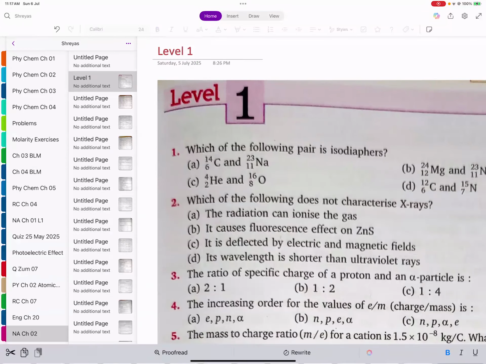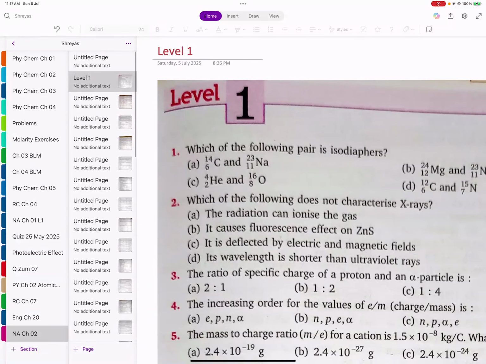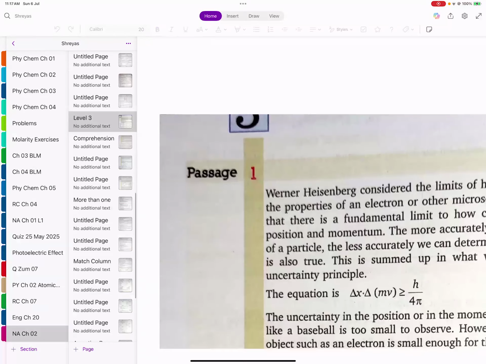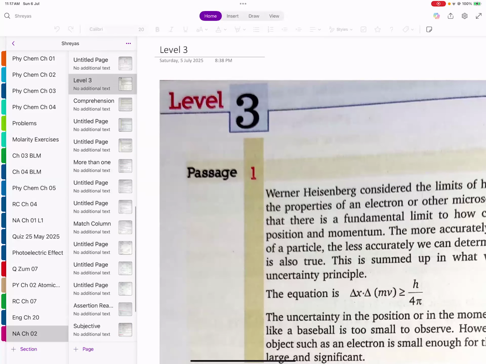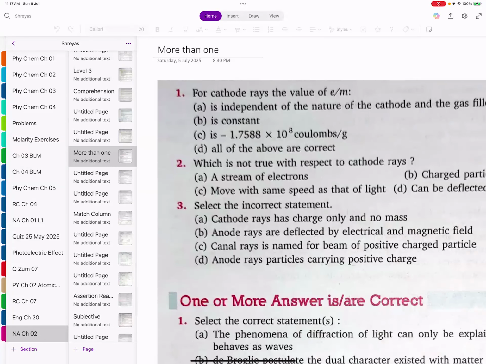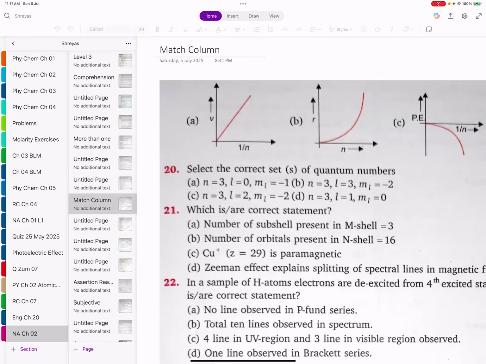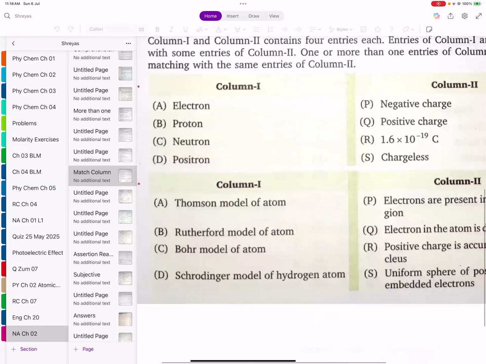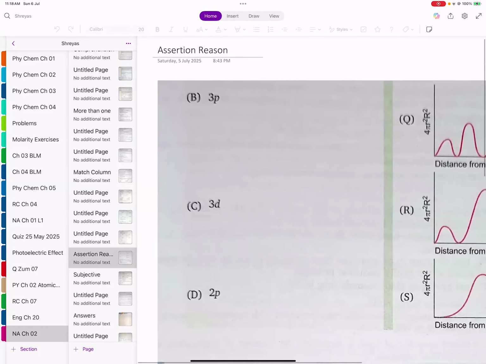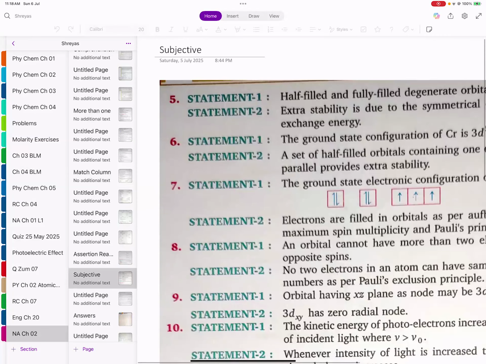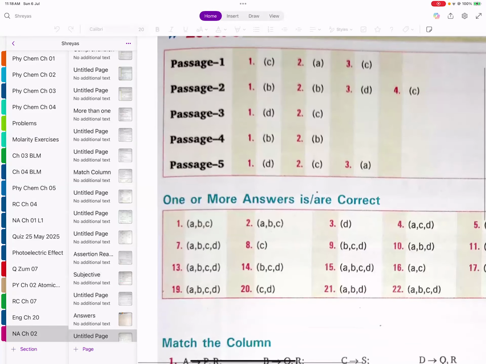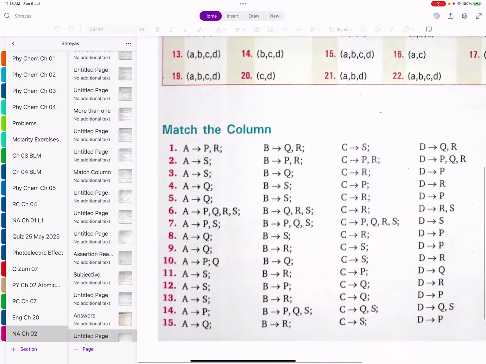Okay. So this is level 1. This has not made any change here, only here. So I'll just leave it like that. The level 2. Then you see level 3. Then there's more than one option correct. So match the columns. Then we have some assertion reason. Some subjective problems and like this. And these are the answers. Please attempt and then see.